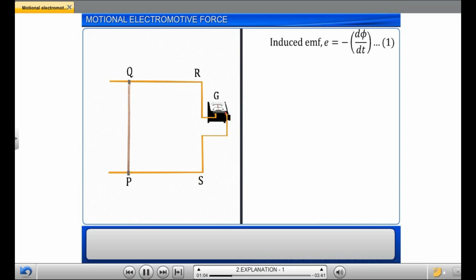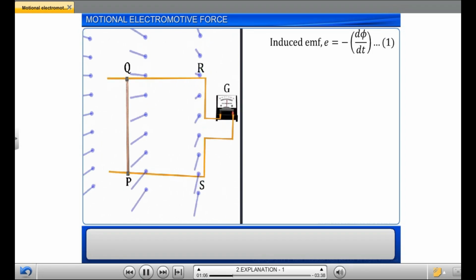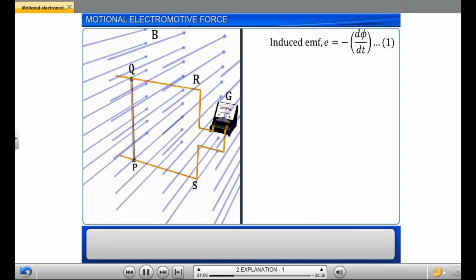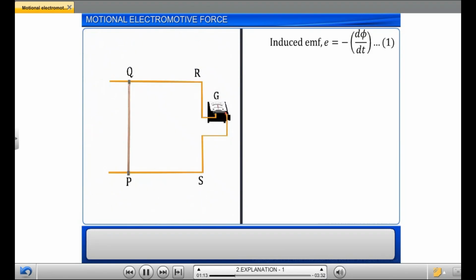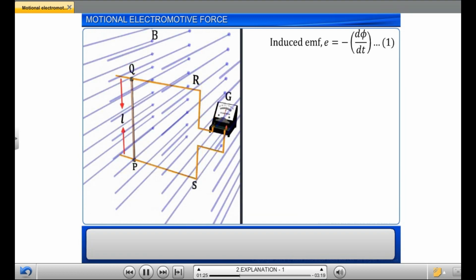Let us now place PQRS in a uniform magnetic field such that its plane is perpendicular to the magnetic field. For a time-independent magnetic field, the magnetic induction B remains constant both in magnitude as well as direction. Let the length of PQ be L and that of RQ be X. Let the conductor PQ move towards the ends SR with a constant velocity V.